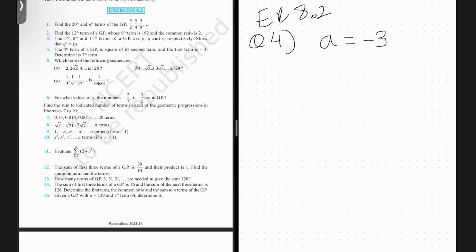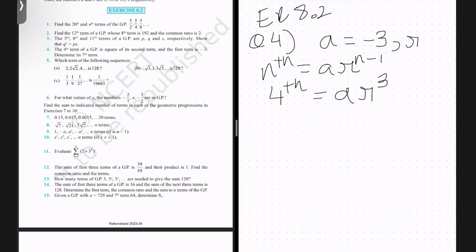Now, if the first term is A, then the nth term of this particular GP would be denoted by A r raised to the power n-1. Let us say the common ratio of this GP is r, right? And we know the nth term is denoted by A r raised to the power n-1. So the fourth term is going to be A r raised to the power 3, correct? And the second term is going to be A r, correct? Because 4 minus 1 is equal to 3 right here, and 2 minus 1 is equal to 1. So r raised to the power 1, which is nothing but r itself, right?